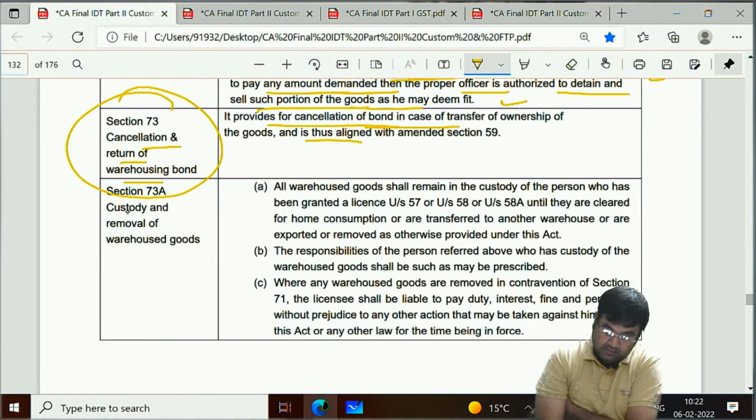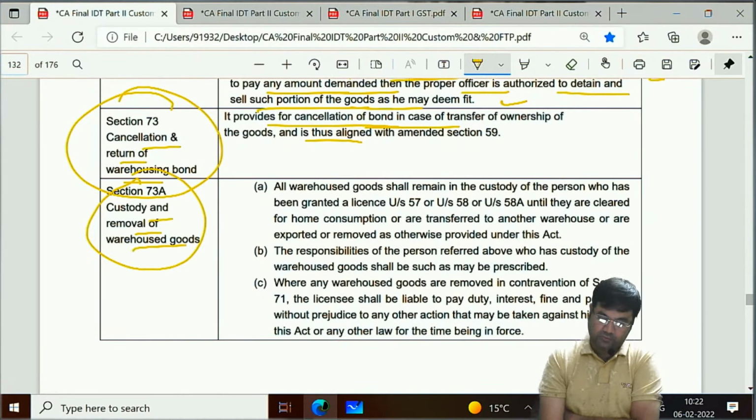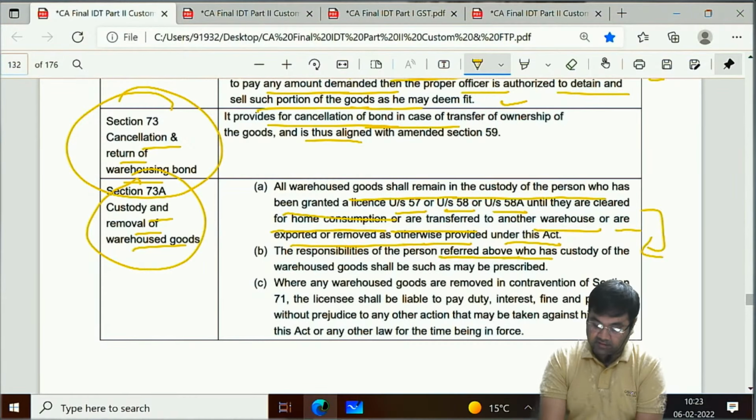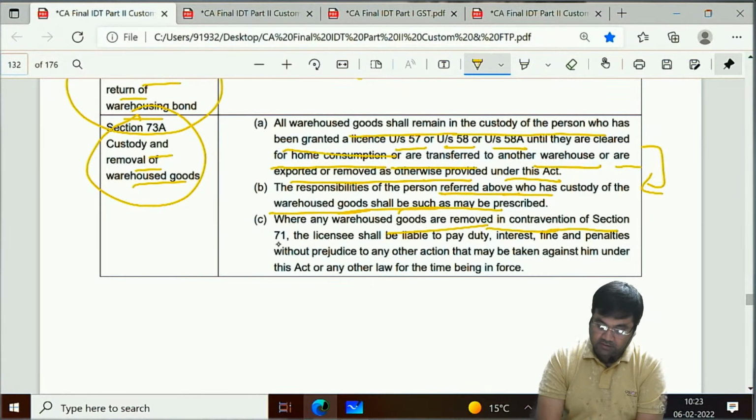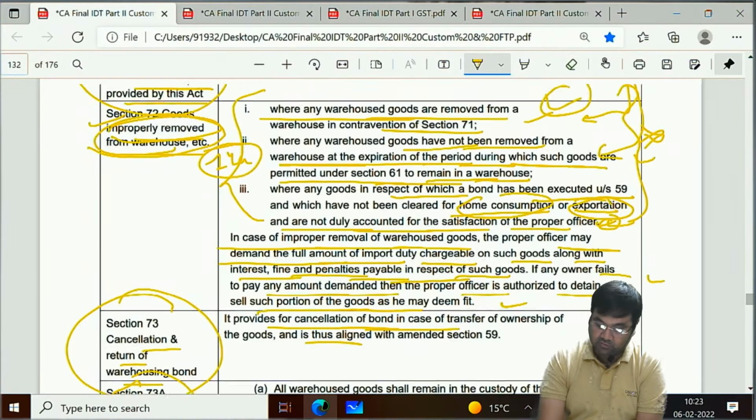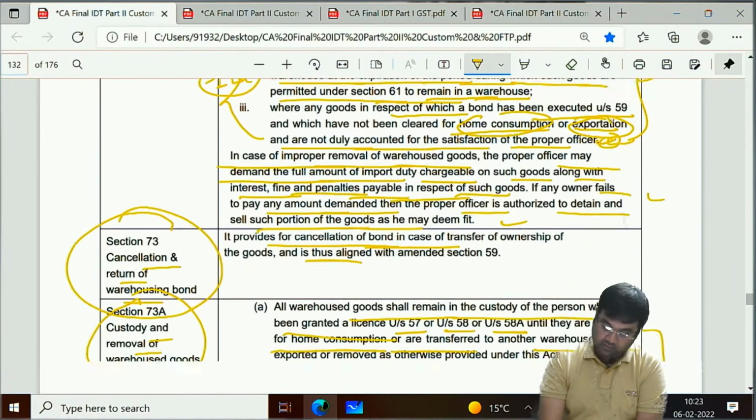Section 73A, custody and removal of warehouse goods. So remember, all the warehouse goods are going to be in the custody of the person who has been granted a license, whether public warehouse, private warehouse or special warehouse, until they are cleared for home consumption or are transferred to another warehouse or are exported or removed as otherwise provided under this Act. The responsibility of the person referred above who has the custody, means the licensee, he is going to be responsible for warehouse goods. Where any warehouse goods are removed in contravention of section 71, means the officer has not given permission but it has been removed.